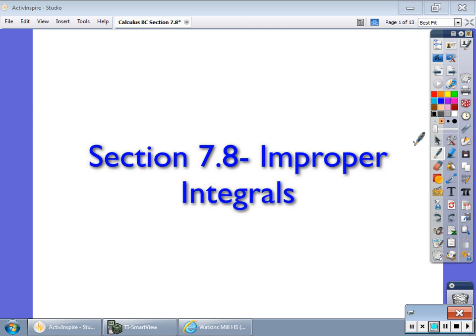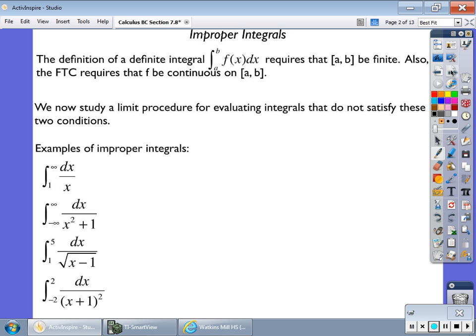Okay, so today we're studying improper integrals. The definition of a definite integral, the integral from a to b of f of x dx, requires that this interval, a to b, be finite. You know, something like from 1 to 2, or from -4 to +5. And also, the fundamental theorem of calculus requires that f be continuous on [a, b]. There can't be any discontinuities, no holes, no asymptotes, anything like that.